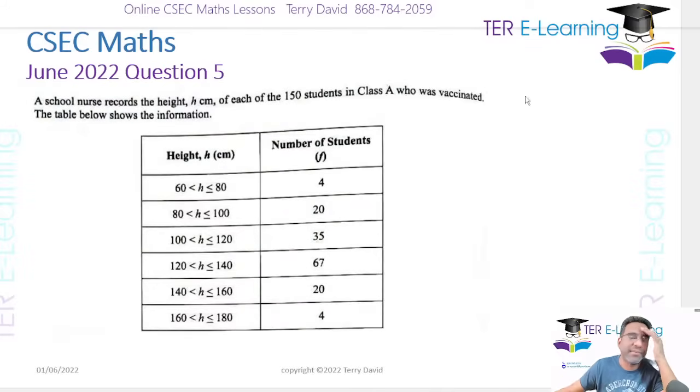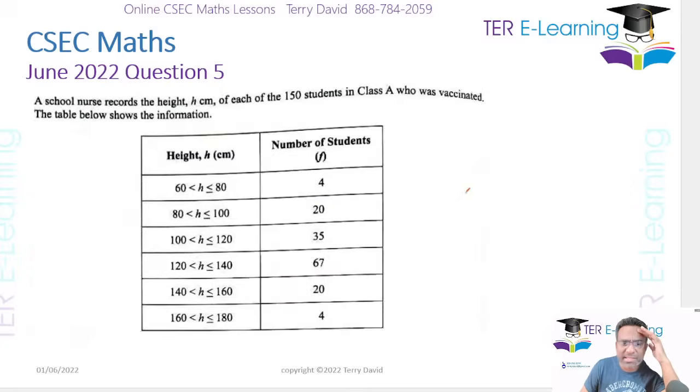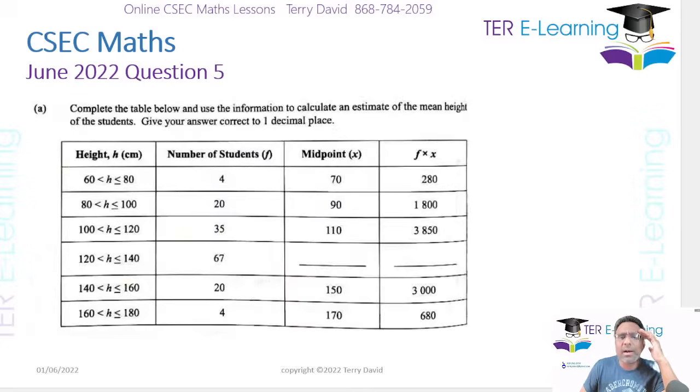So question 5. A school nurse records the height and age of each of 150 students in class A who were vaccinated. Okay, so we have some group data here, with the number of students and their height. That's a weird question, because why are they measuring height when they're vaccinating people? Okay. Complete the table below, right? So this is the same data we're looking at. All right, so we have number of students, we have midpoint, and we want to estimate the mean.